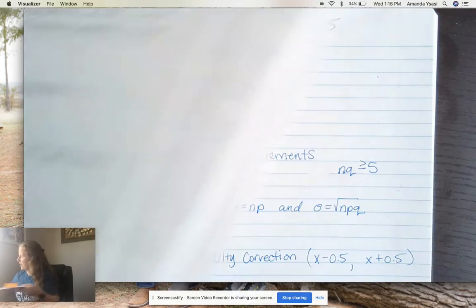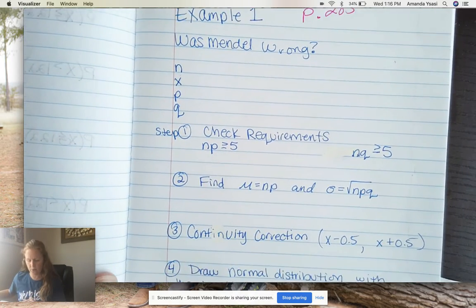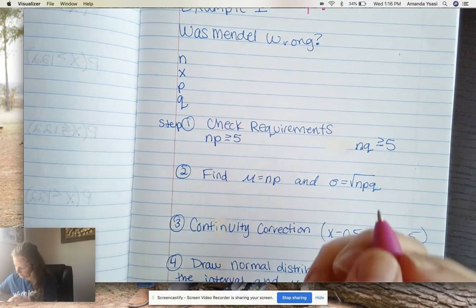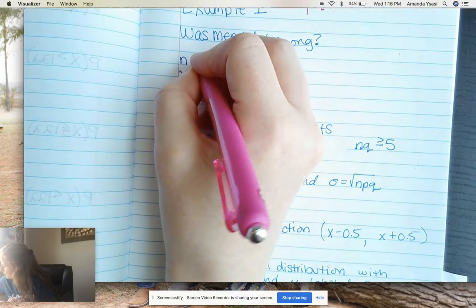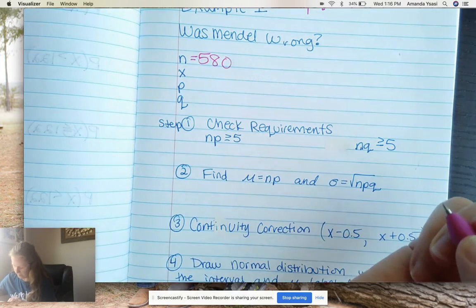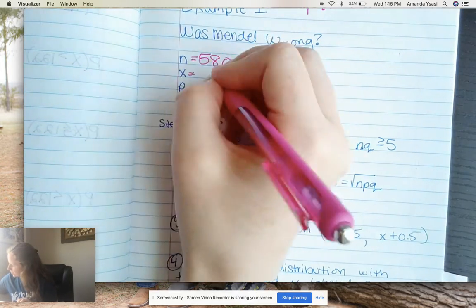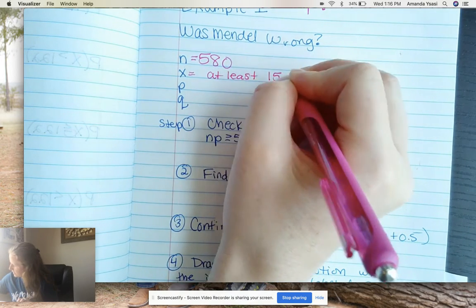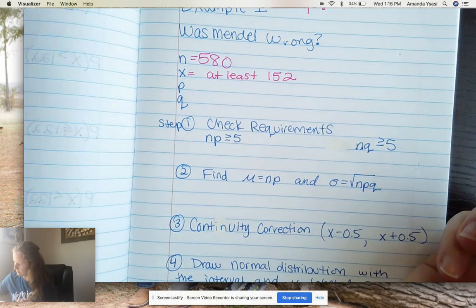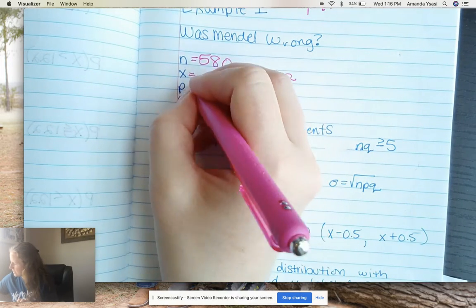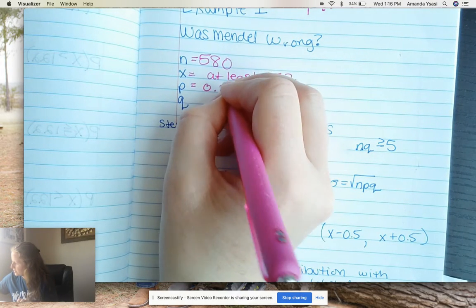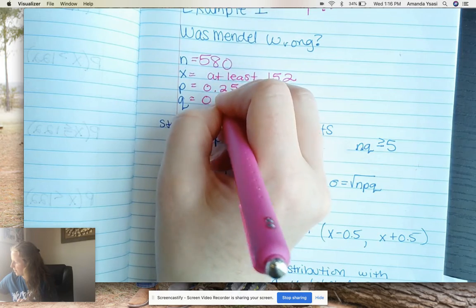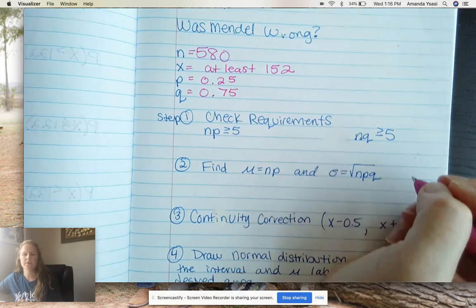Okay, so let's write down what we need from this. So n was 580. X is going to be at least 152. And then p is 0.25. So q is 0.75 because p and q have to add up to 1.